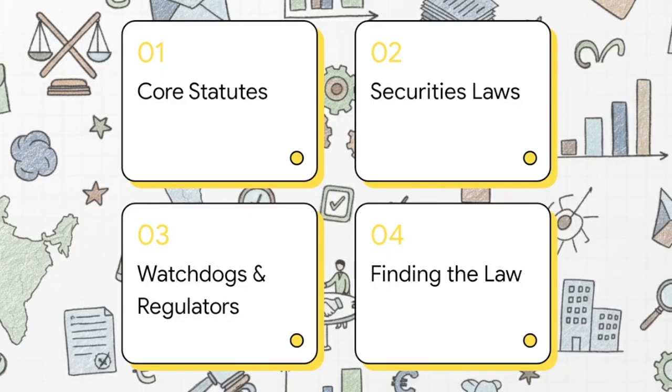So here is our game plan for today. We're breaking this massive legal ecosystem down into 4 logical buckets: the core corporate statutes, the securities and specialized laws, the watchdogs and regulators, and finally, where to actually find the binding legal text. Let's just jump right into bucket number 1.